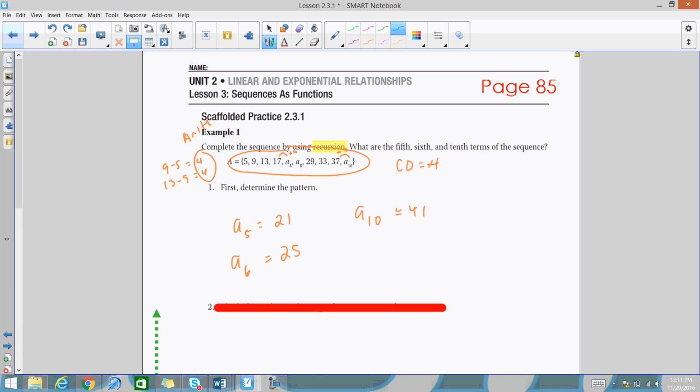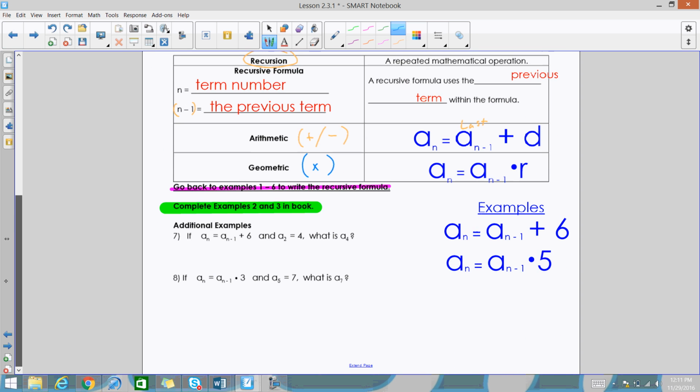All right, so we have a couple more problems left to do back on this worksheet. If you look in number 7, it says a sub n equals a sub n minus 1 plus 6. So it's giving you the recursive formula, telling you what's happening. We are adding 6 to get to the next number. So if a sub 2 is 4, what is a sub 4?